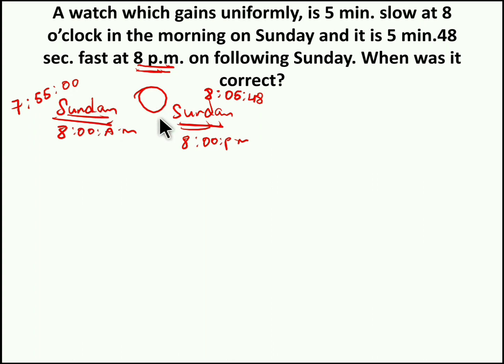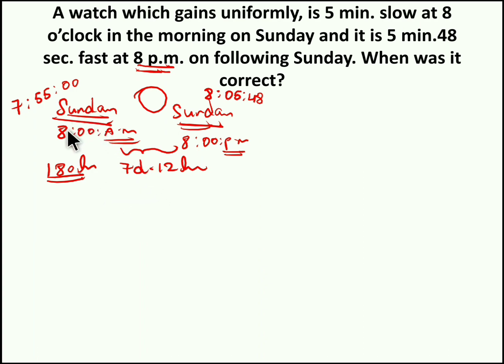It's really a simple concept. From the first Sunday to the second Sunday, from 8 a.m. to 8 p.m., it's 7 days and 12 hours. 7 days means 168 hours, so 168 plus 12, it's 180 hours. The concept is really simple.